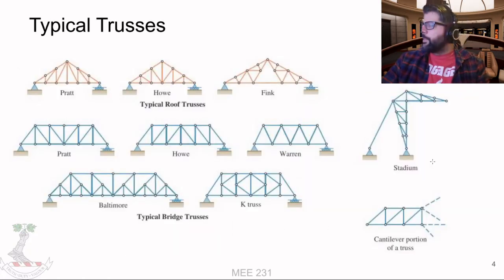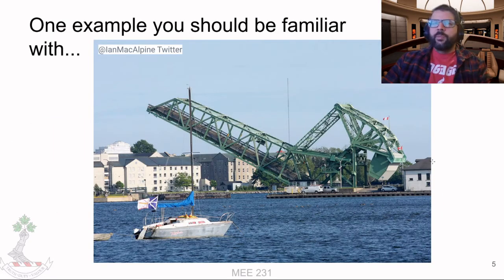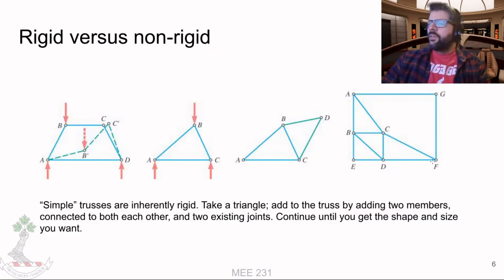So here's a few typical trusses. They're often used for bridges or for roofs, so on and so forth. One example that you should be relatively familiar with. So there's some trusses you could make that would be not inherently rigid. So this structure here, if we apply force on it, essentially instead of holding the force, it'll deform and bend, and that won't be good for anyone.